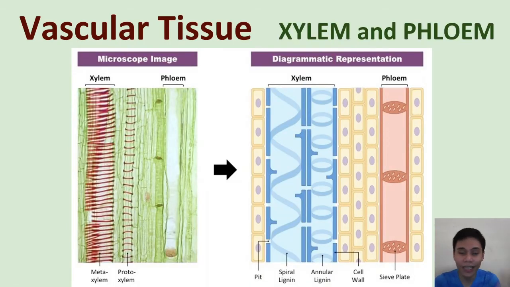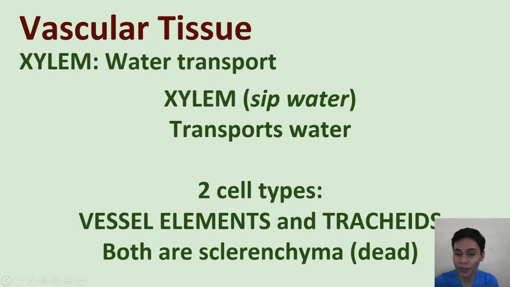So in your xylem and phloem, they're basically just tubes inside your plant. So this is a section of the plant where you can clearly see the xylem and the phloem. So your xylem is for water transport. One way to remember it is that the xylem sips water from the ground through the roots and up the tree or the plant.